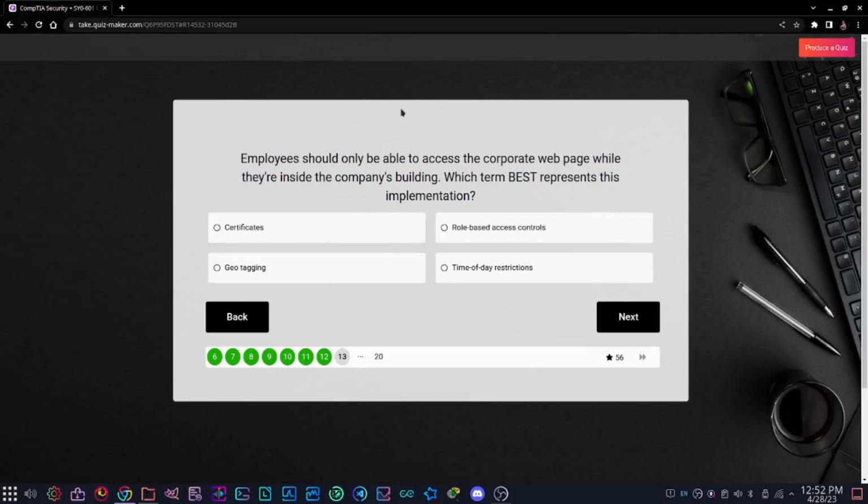So we know that geotagging is going to be the best answer because they would need to be in a specific area in order to access the corporate webpage, and if they go out of that specific area, then they will no longer have access.